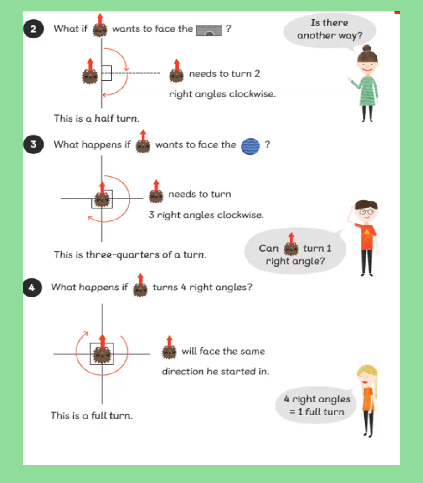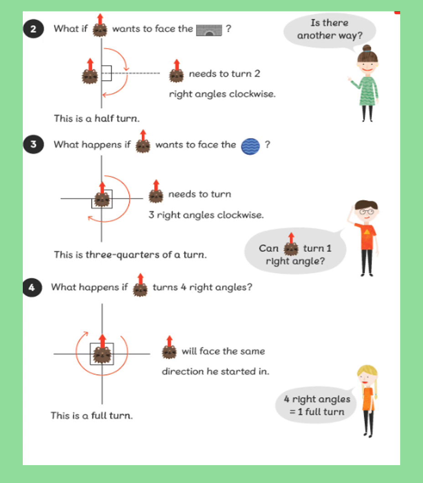Now, let's have a look at what you could have done. We'll start with turning Chewy towards the tunnel. We could have turned Chewy 2 right angles clockwise, or a half turn. Is there any other way? Esme? Good, we could have just as easily turned him 2 right angles anti-clockwise, or a half turn anti-clockwise. He would have ended up in the same place.